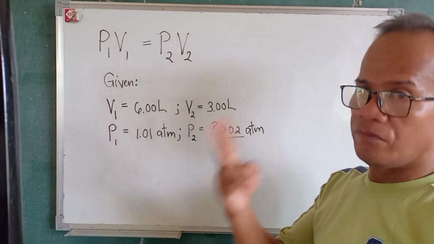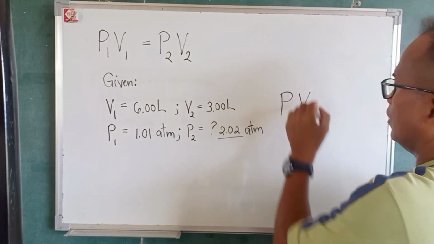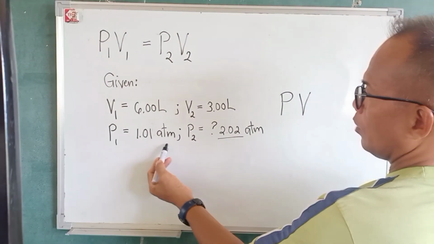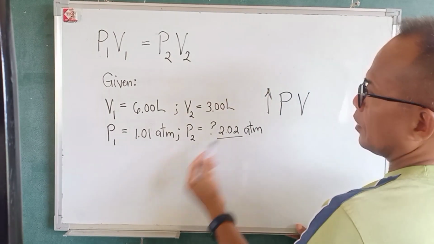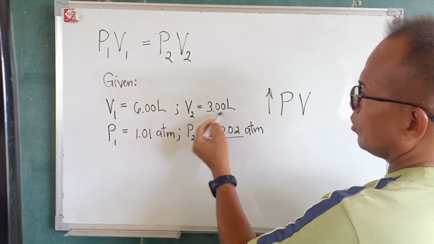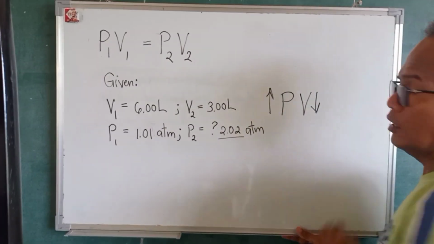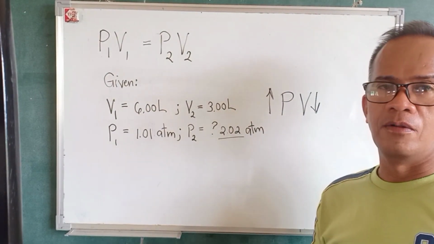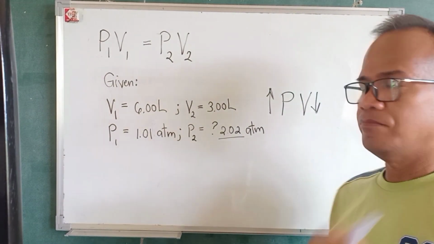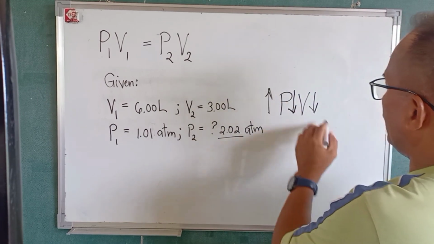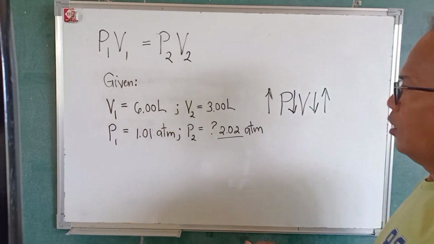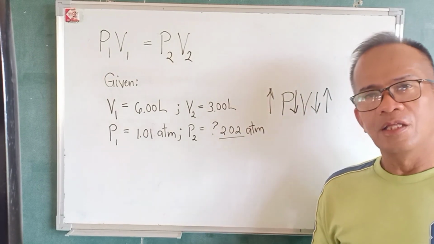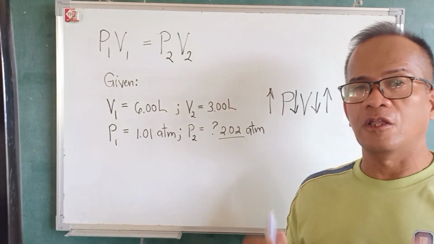So what is the relationship between the two variables, P and V? Pressure and volume relationship in Boyle's law. Initially this is 1.01. So what happens? Pressure goes up. Initially, 6 liters. What happens to the final volume? It goes down. So pressure and volume in Boyle's law are inversely proportional. When one variable goes down, the other variable goes up. Or when one variable goes up, the other variable goes down. I hope you learned something from our discussion today, which is Boyle's law.